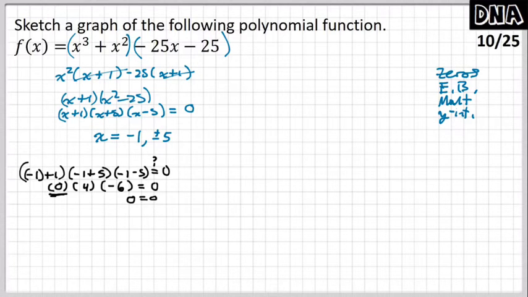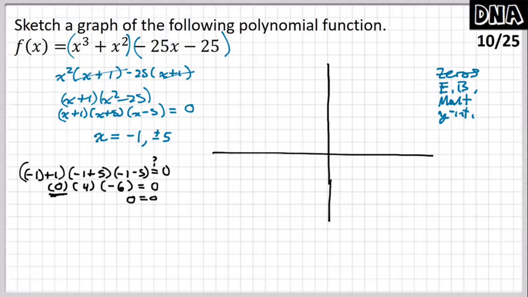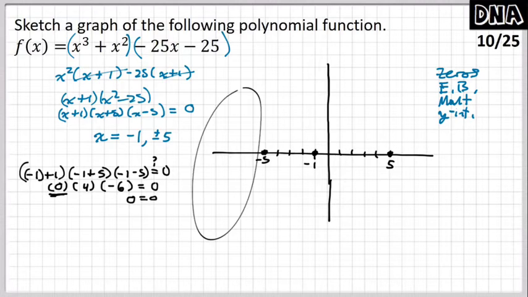So after you do that, you start graphing. Now I'm going to just draw my graph, and I'm going to put my x-intercepts on there. There's my negative 1. 2, 3, 4, 5. There's my negative 5. 1, 2, 3, 4, 5. There's my 5. I got all my x-intercepts. Now, when I go to sketch my polynomial function, I have to start on the left side of the graph. So I'm starting over here.